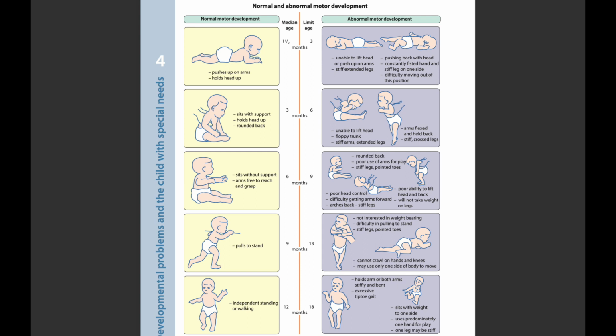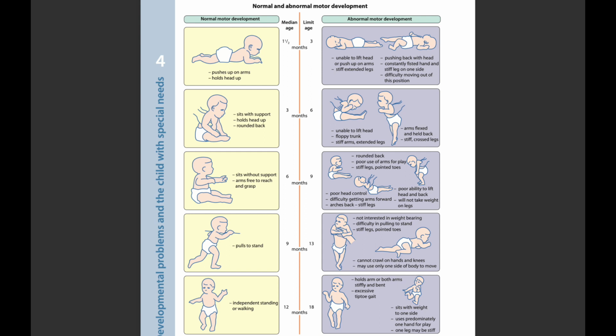6 to 9 months. In normal motor development, the child sits without support, with arms free to reach and grasp. In abnormal motor development, the child will show a rounded back, poor use of arms for play, stiff legs, pointed toes, poor head control, difficulty getting arms forward, arched back, stiff legs, poor ability to lift head and back, and will not take weight on legs.